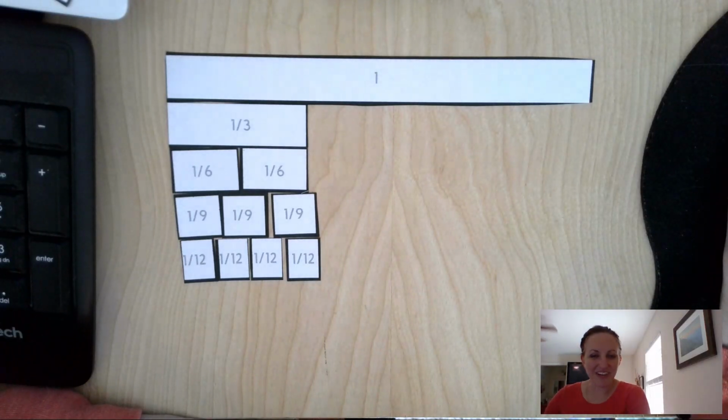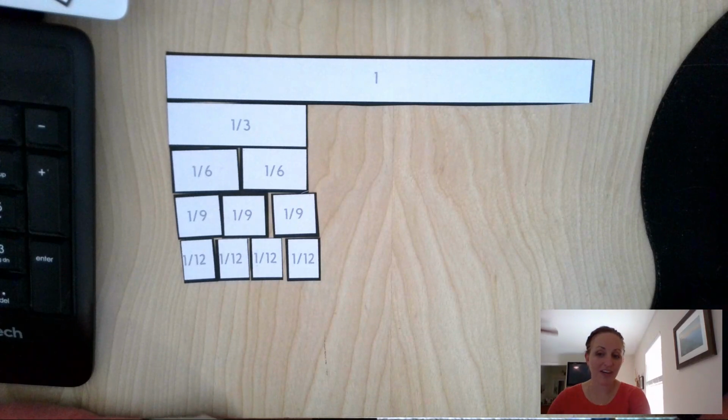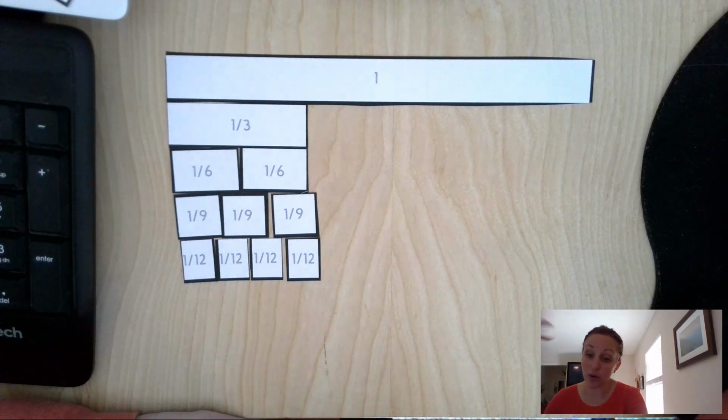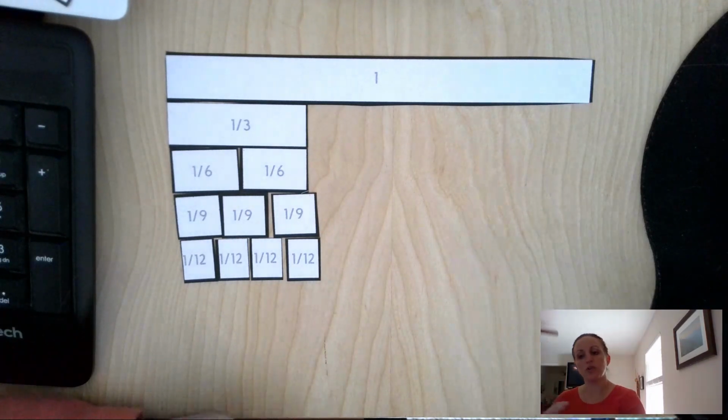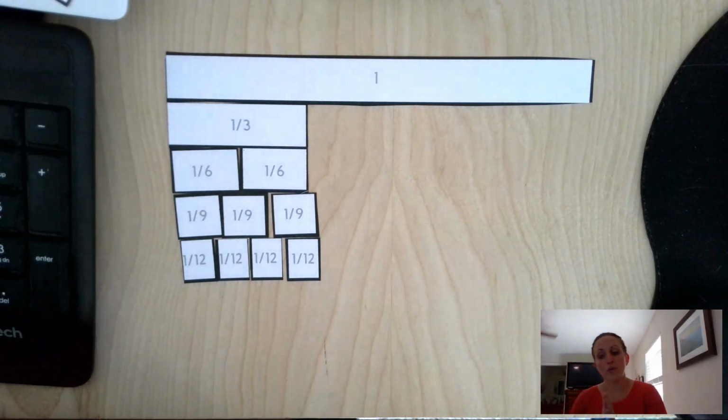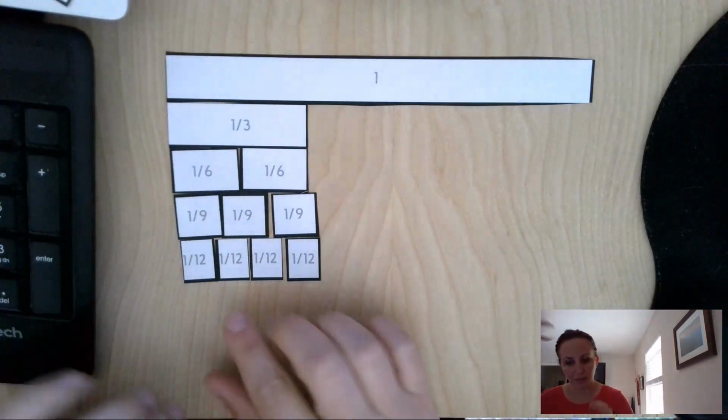Hey there, fourth graders. So we are continuing working on equivalent fractions. And today we're going to learn a strategy that you can use always to find equivalent fractions, whether you have manipulatives in front of you or not. Okay, so before we do that, I want us to make some observations.